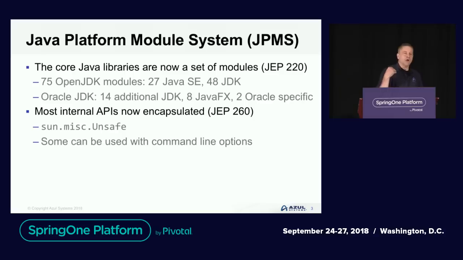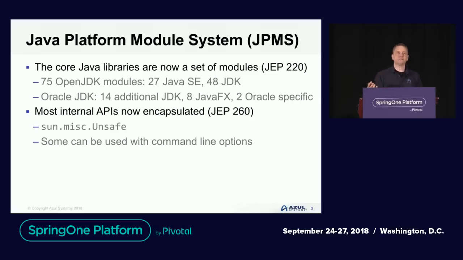The developers went through a lot of work on this, and if you look at the OpenJDK, they came up with 75 modules. There are a few more in the Oracle JDK, but in the core OpenJDK, there are 75 modules. 27 of those are for Java SE. That's the standard which defines Java, and it's the minimum set of things that you need in order to call your platform Java. So there's 27 for that.